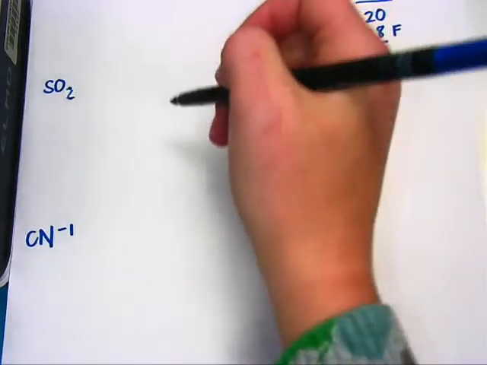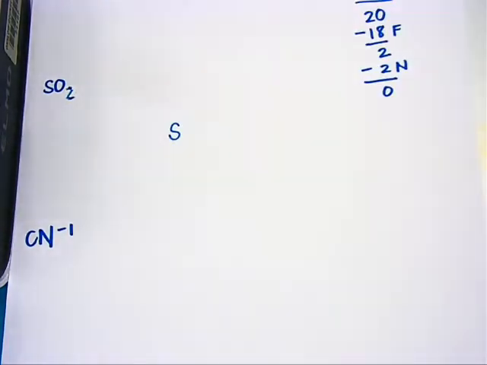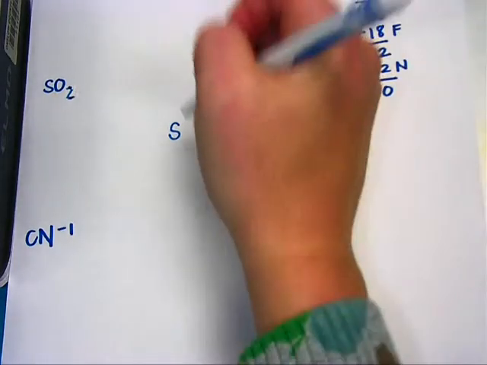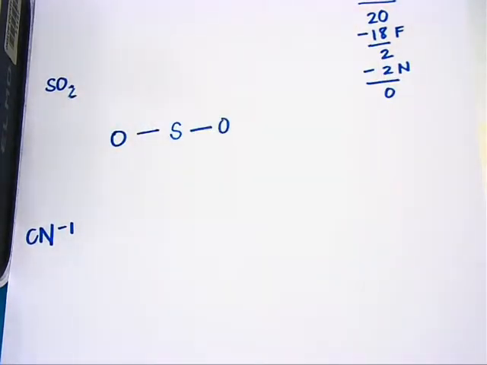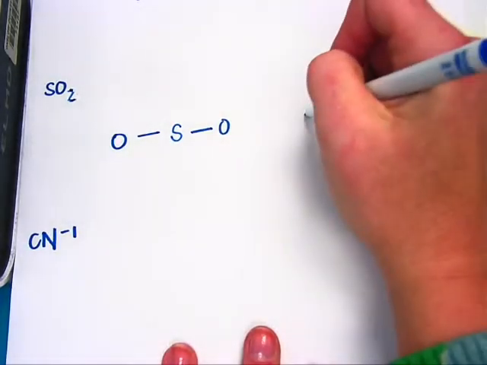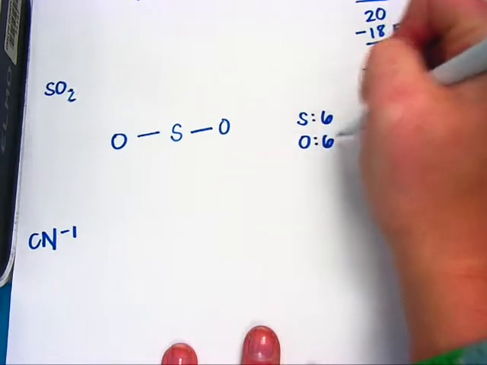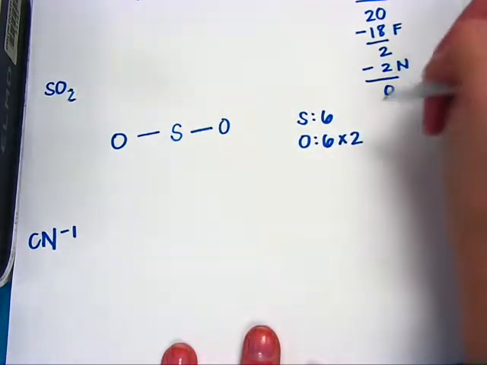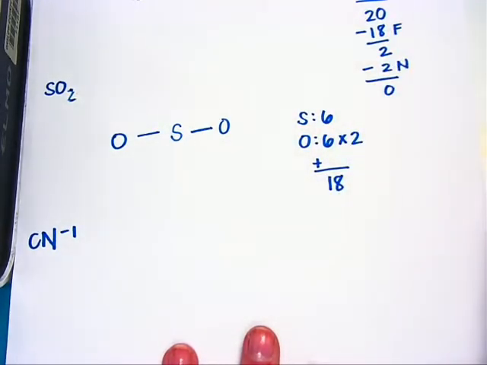When you start this one, you will have sulfur in the middle because sulfur is less electronegative than oxygen. And then you will put the oxygens around outside that sulfur. Then we're going to start doing our math. So you will have 6 valence electrons that come from sulfur, and oxygen will bring 6 as well. Of course, there are 2 oxygens, so I'll multiply that by 2, which gives me 18 total valence electrons.